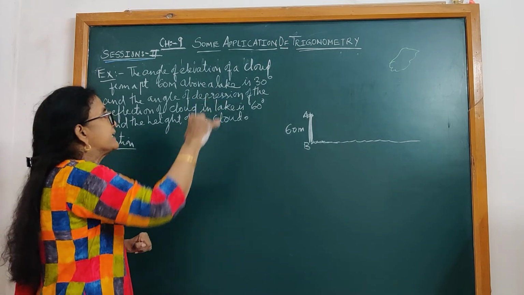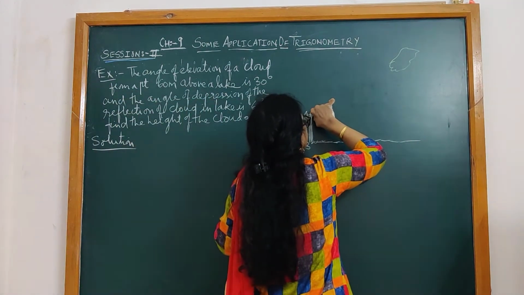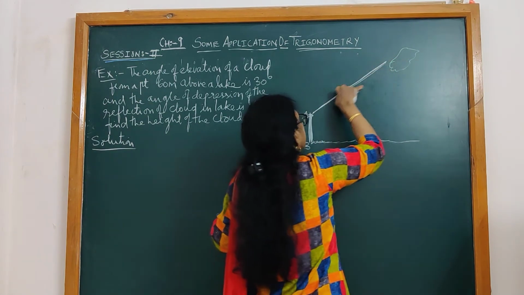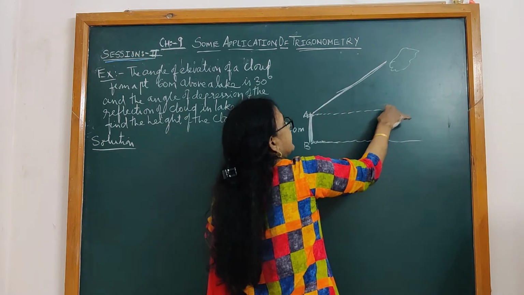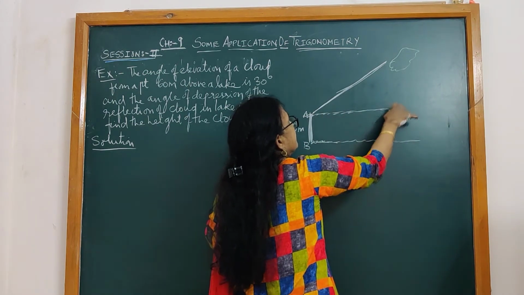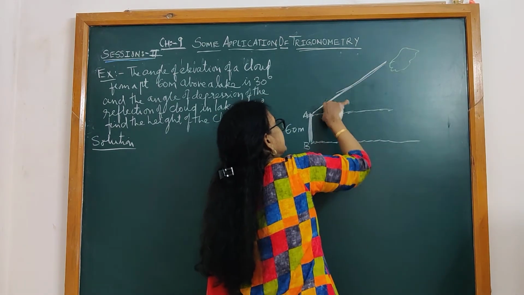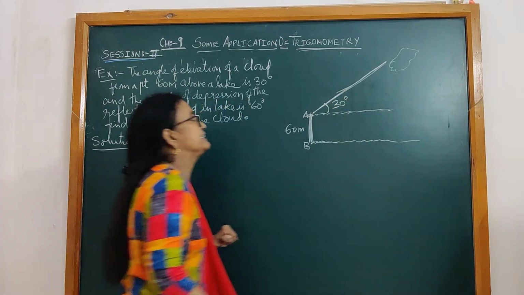And you are looking at the cloud, the angle of elevation is 60 degrees. You are looking this way. This is the cloud. Looking this way, your eyes should see this horizontal axis, horizontal level, but it is seeing this. The angle it is making is 30 degrees. So elevation.